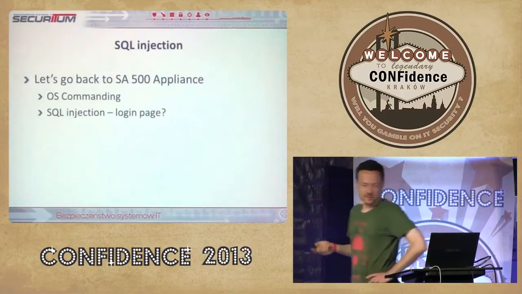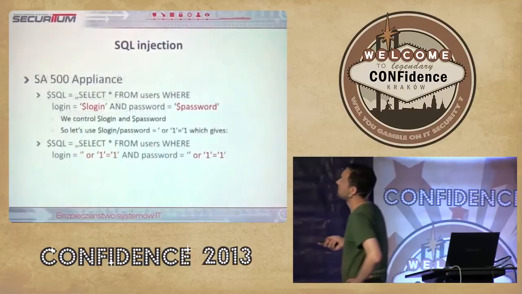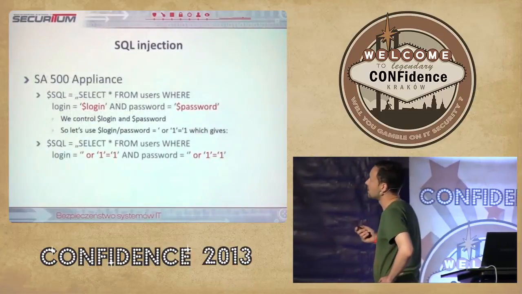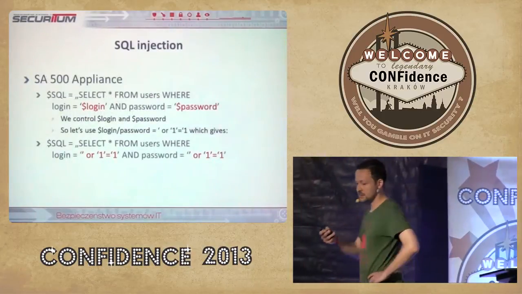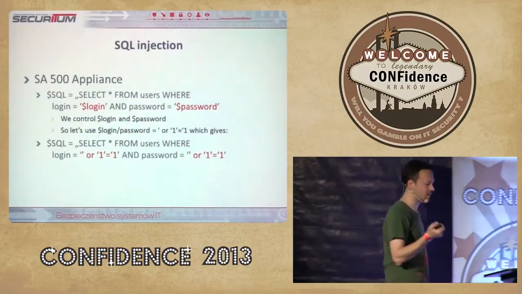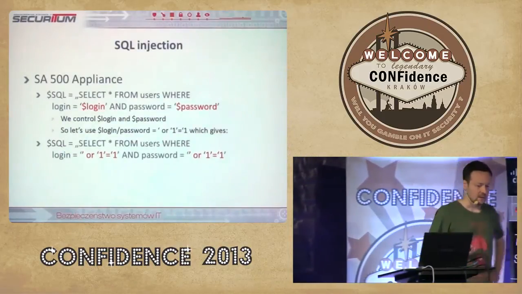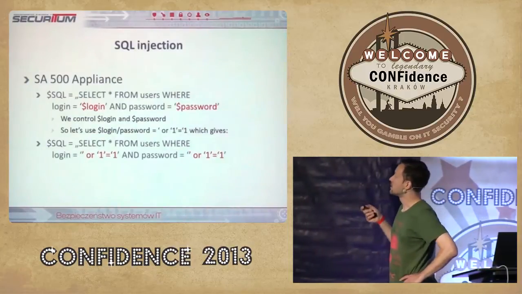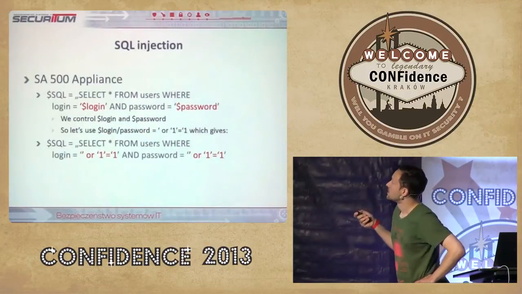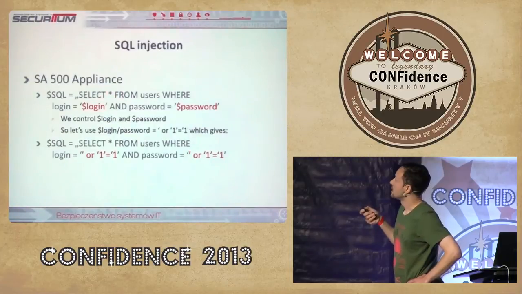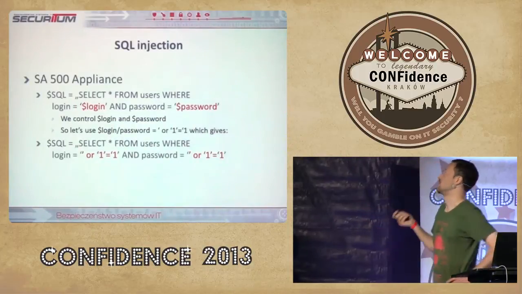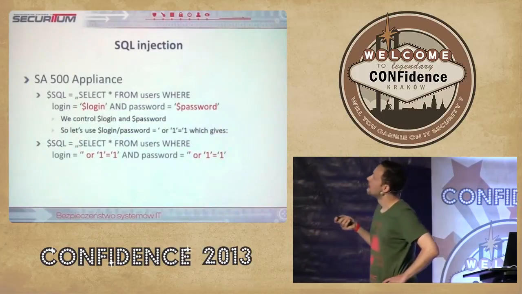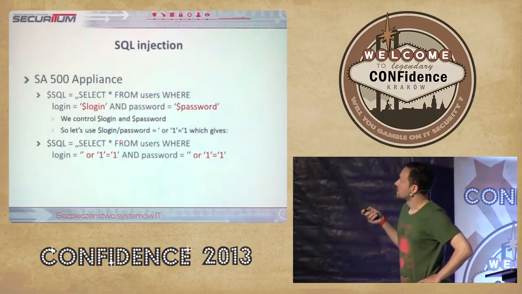Okay, let's go back to this security appliance stuff. On the login screen in this device, and possibly in every other application, checking if I have entered a good login and password looks like this. The application selects all data from users where login is equal to the provided login and password is equal to the provided password. Okay, we control login and password.